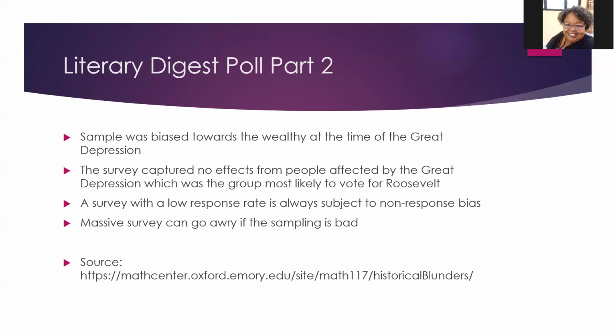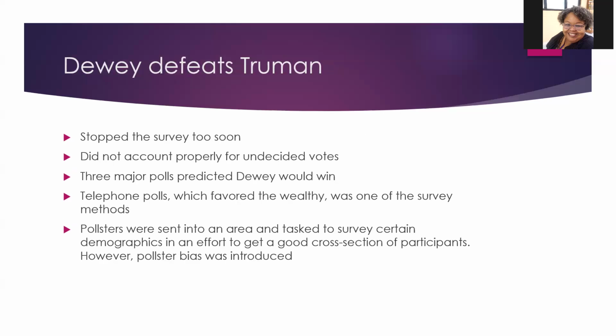And one thing that I read when I was looking it up online was that a survey with a low response rate is always subject to non-response bias. So those 75 to 76% of people who did not respond, that was a built-in bias. And this is a lesson that even a massive survey, 10 million people, can go awry if the sampling is bad. And then, of course, this is when we learned in our history classes, Dewey defeats Truman.